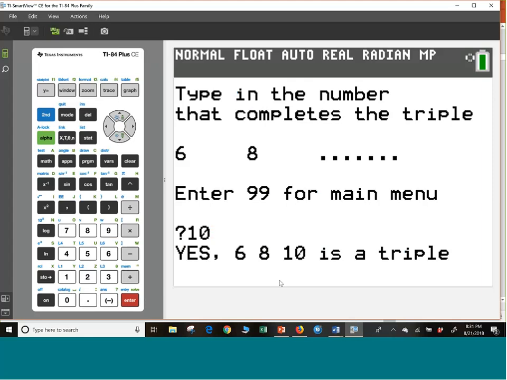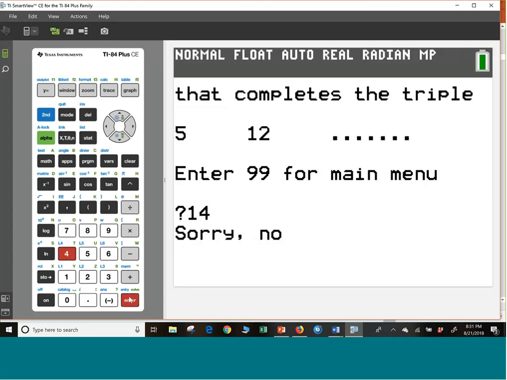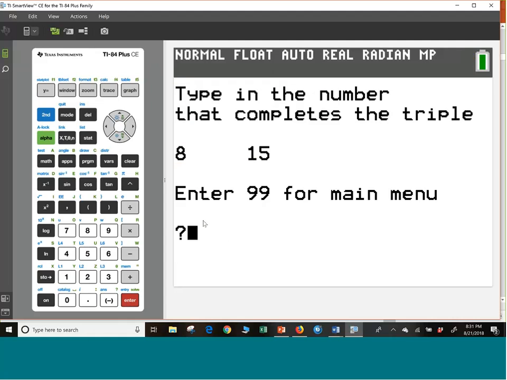I want that connection being made. 5, 12, I'm going to be wrong on this one and go with 14 and say, sorry, no, the answer is 13. Again, 5, 12, 13 is a triple with the emphasis on those 3 numbers being together. Okay, 8, 15, I think you get the idea here, so I'll just skip to the next part.